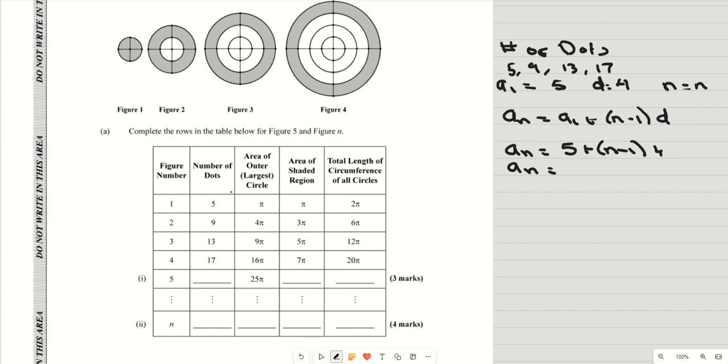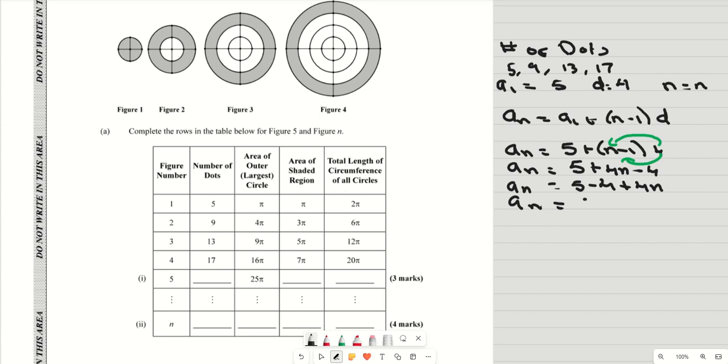So an is equal to 5 plus, just do this quickly, 4 by n and 4 by minus 1, according to the distribution law. So that's plus 4n minus 4, which is equal to 5 minus 4 plus 4n. So the nth term would be 5 minus 4, which is 1, plus 4n. If you want to put 1 plus 4n or 4n plus 1, it is the same thing. So that is the formula for this, 4n plus 1.